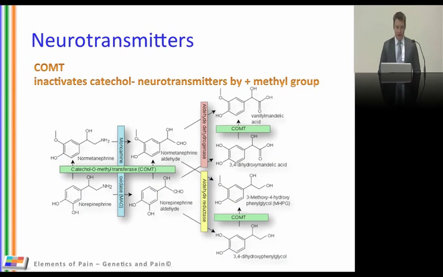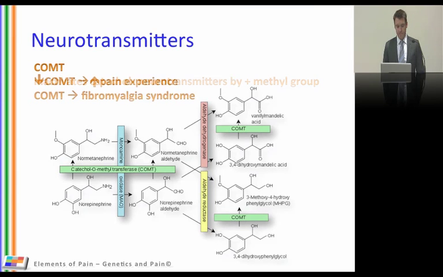Now let's move on and have a look at neurotransmitters, and COMT is the one neurotransmitter that comes up time and time again. It's a mechanism by which catechol neurotransmitters are inactivated by adding in a methyl group. Now, depending on where you look, you'll find that low COMT levels are associated with high pain experiences, and sometimes even vice versa. So the evidence out there is not consistent as well.